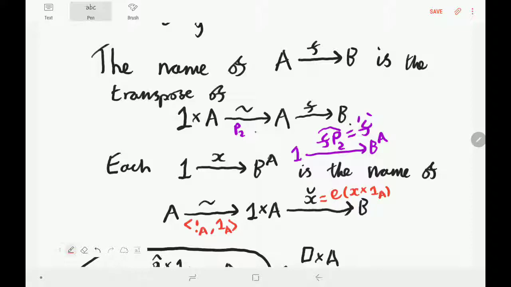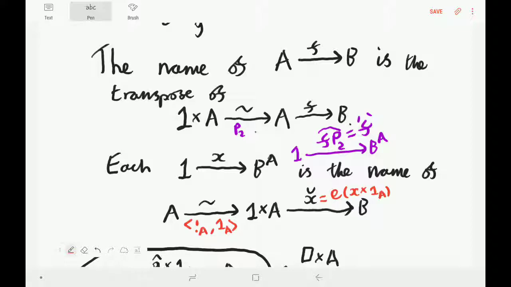Well, if we do that arrow after this arrow, which converts us from an A to a 1 times A, this is our isomorphism, exclamation mark A, 1A. So if we do x cup after exclamation mark A, 1A, that'll give us the arrow which this point x here is the name of. Okay, so you can check this yourself. But basically, this is how we go backwards and forwards between general arrows in our category from A to B and points of the terminal object, B to the power of A.